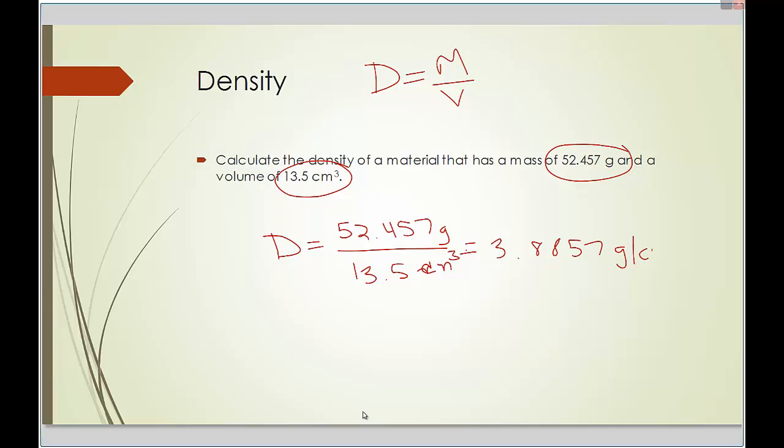grams per centimeter cubed. If we look at our numbers in the equation, once again, this is going to be a multiplication division rule because we're dividing mass divided by volume. So we're going to look at the quantity of significant figures here. There's 3 here, and there's 5 here. So we're going to round it off to 3 significant figures. So this 5 rounds the 8 up to be 3.89 grams per centimeter cubed.